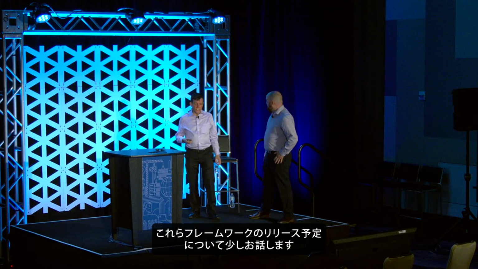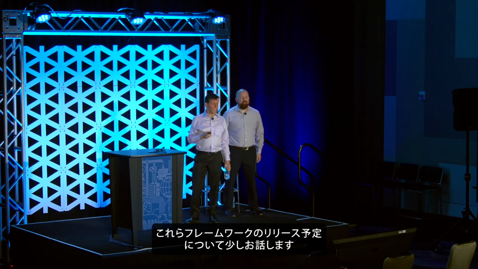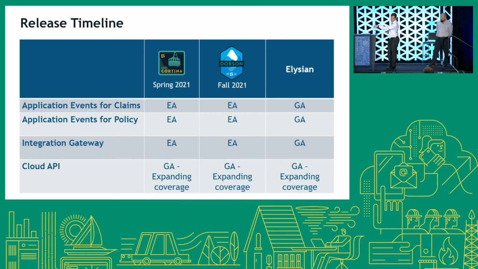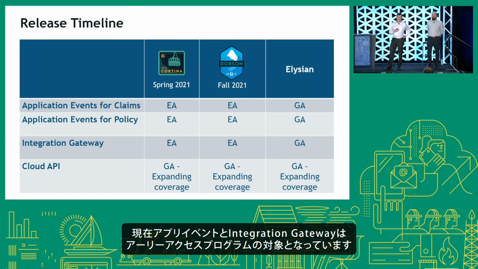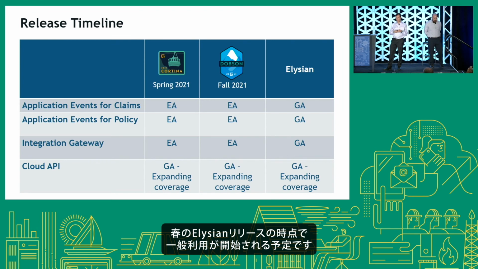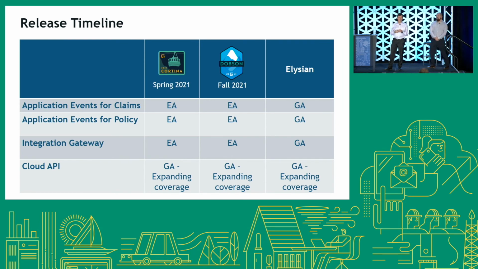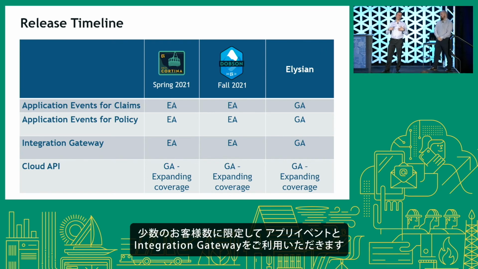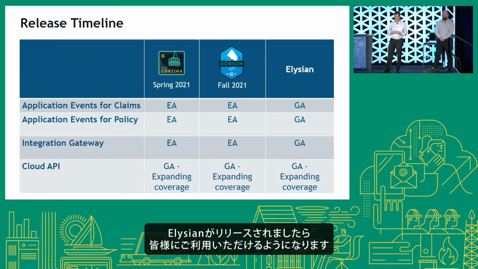Thanks, Mark. So now I'm going to talk a little bit about the release timeline for these frameworks. So currently, application events and integration gateway are in early access. And then in the spring, in the Elysian release, we're expecting them to go generally available. So what this means is that when something is in early access, we limit the number of customers that are able to uptake it at once.